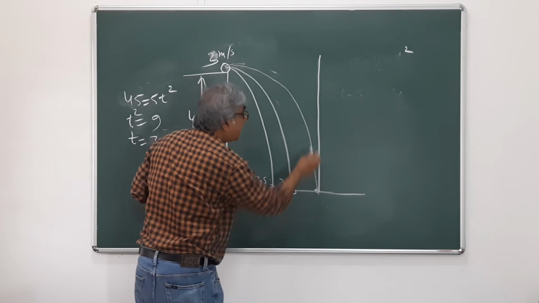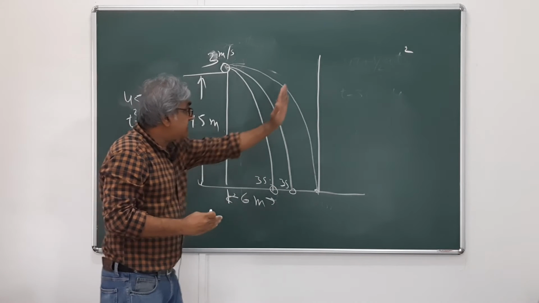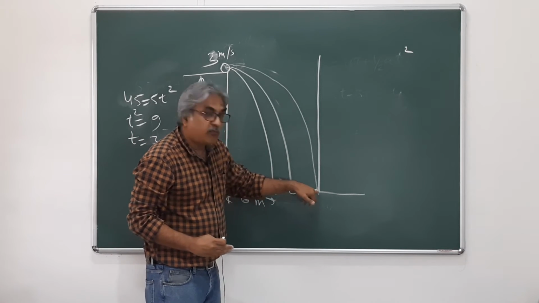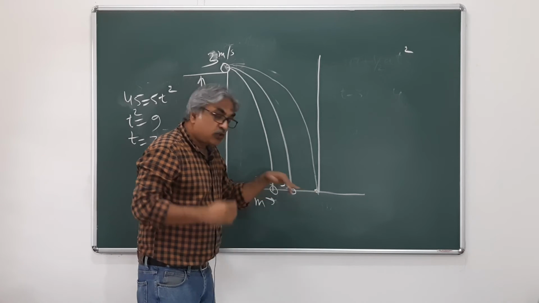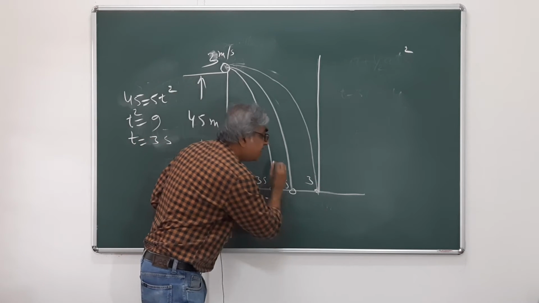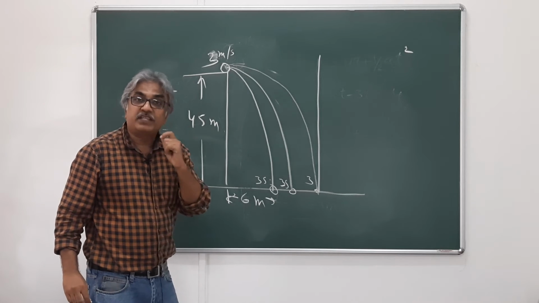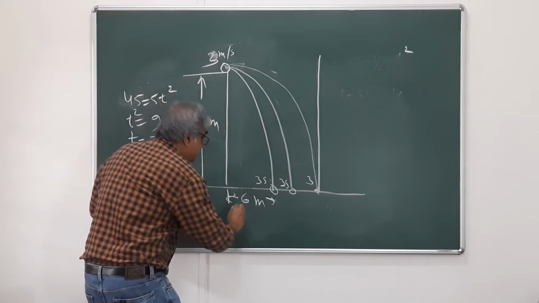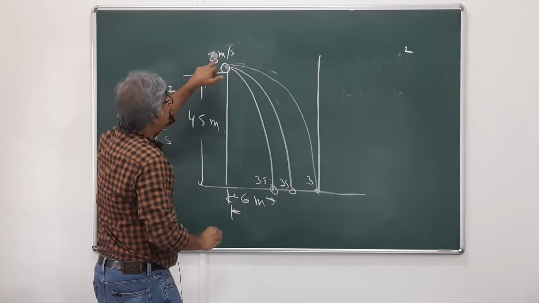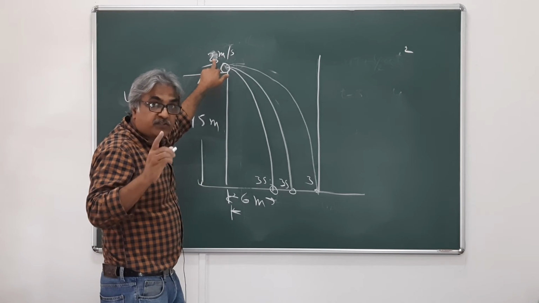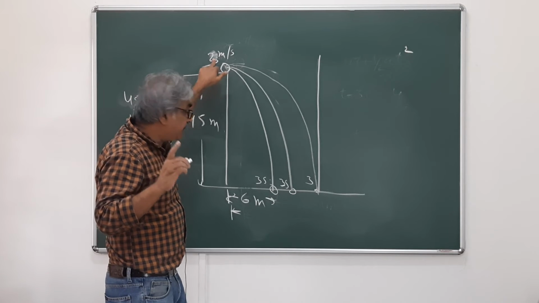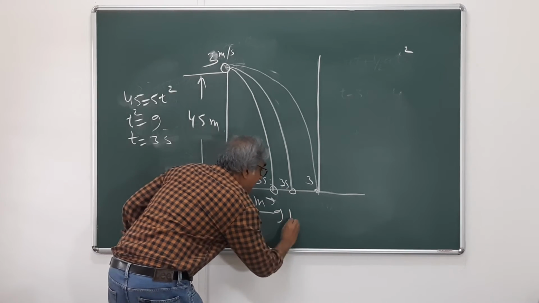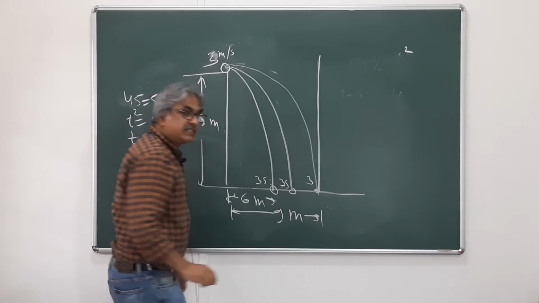Now we are throwing the ball at 3 meters per second, and this ball just touches the bottom of this wall. So this is also going to take 3 seconds, but the horizontal distance it has traveled is going to be, at a constant horizontal velocity of 3 meters per second and a time of 3 seconds, 3 into 3 is 9 meters.